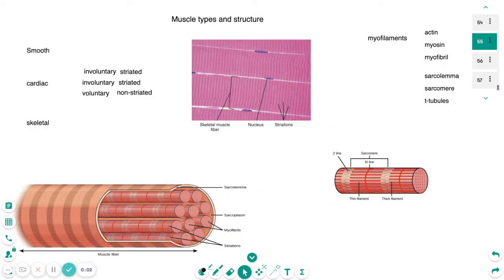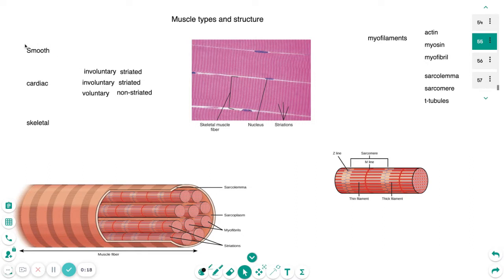Hello, welcome back. Okay, quite a bit to get through here. We're going to look at the three muscle types and we're going to focus mainly on this bottom one called the skeletal muscle. So we've got smooth, cardiac, skeletal.